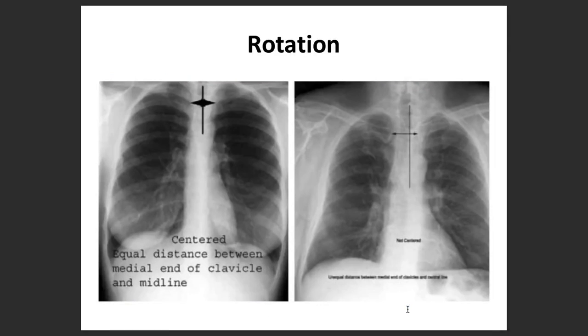So, what about the rotation? Rotation is assessed like this: the film is centered when there is equal distance between the medial end of the clavicle and the midline. So, this is the imaginary figure. You have to put it in between. However, if you look carefully at the second figure, there is slight rotation, right?